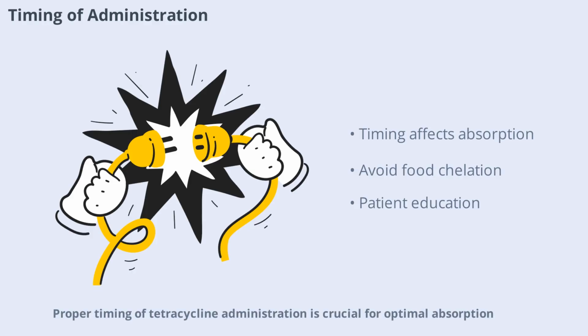Proper timing of tetracycline administration is crucial for optimal absorption. Taking the drug half an hour before or after food prevents chelation with dietary calcium, ensuring maximum effectiveness. Patient education on timing can improve treatment outcomes.